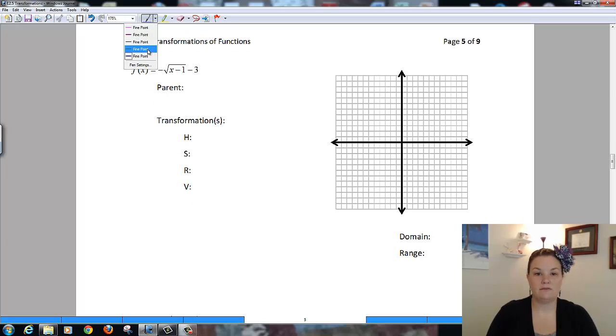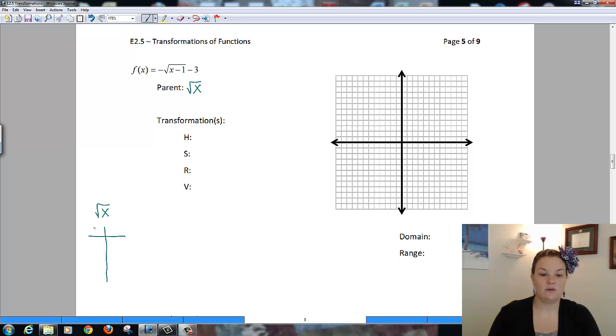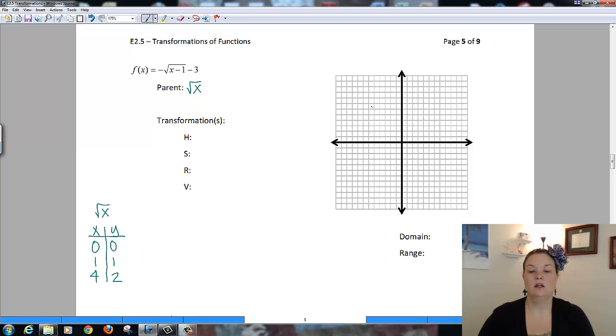This one, my parent function, is the square root of x. So I'm going to go ahead and make a table for the square root of x and graph it. Now remember, with the square root of x, we can't have negatives. So I'm going to start with 0, 1, and 4. The square root of 0 is 0. Square root of 1 is 1. Square root of 4 is 2. So when I graph these, I have (0, 0), (1, 1), (4, 2). So this is my original square root function. I'm going to go ahead and label this square root of x.